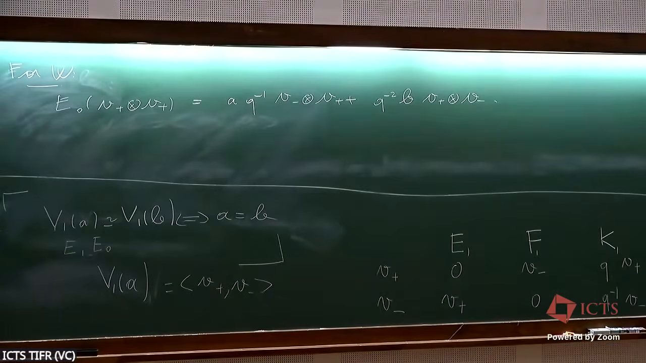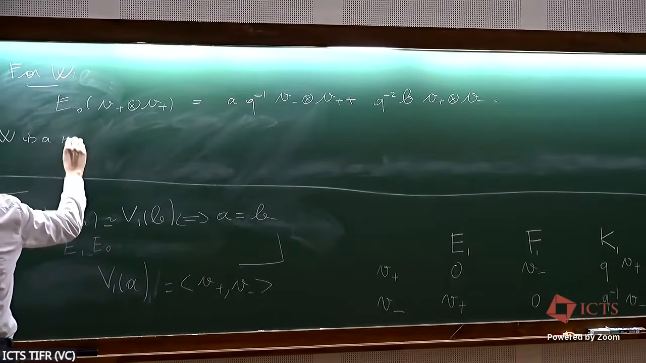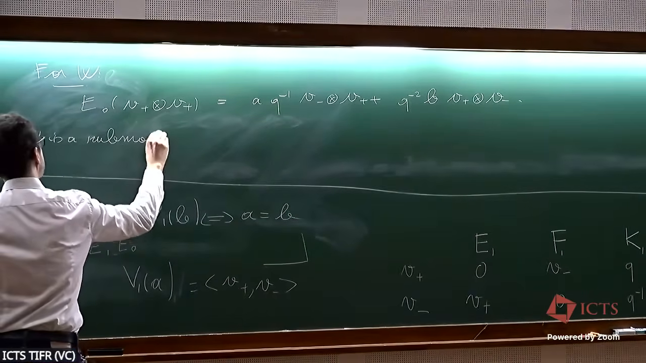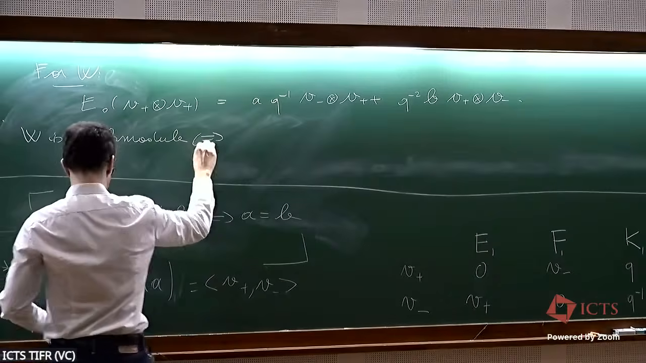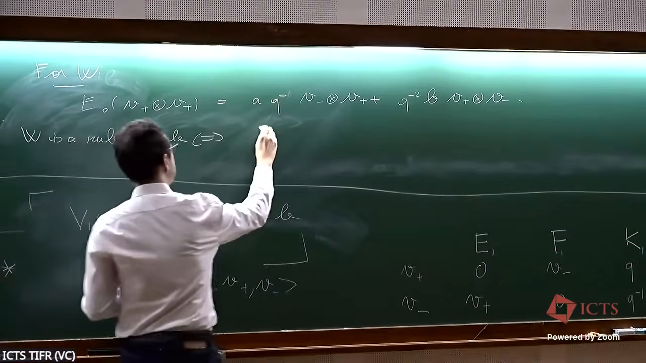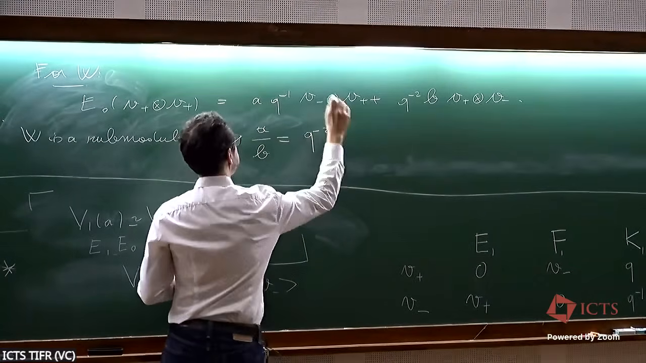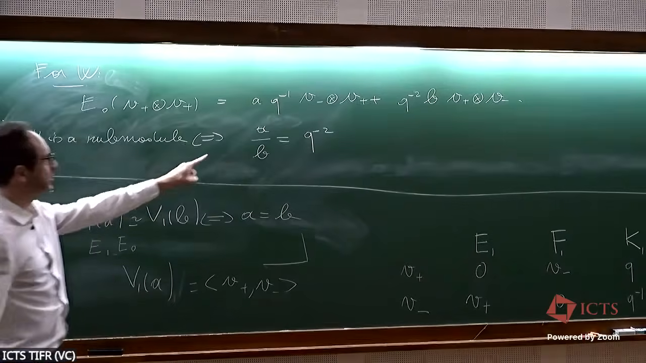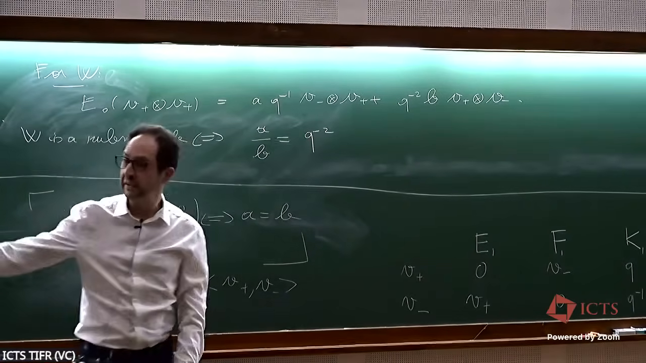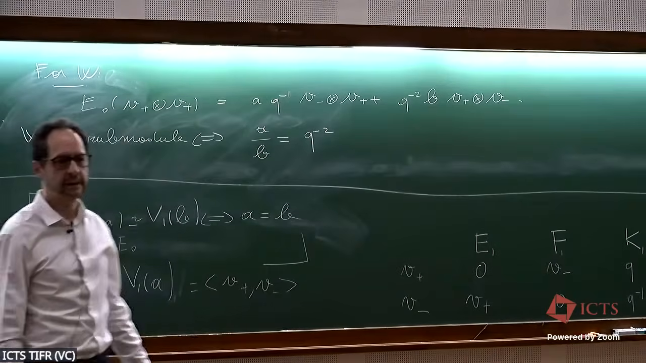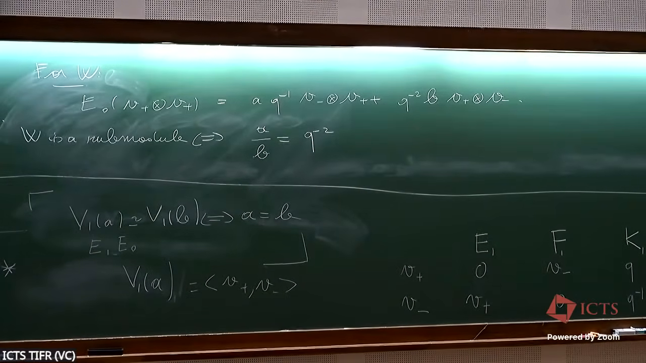And in fact, we obtain that W is a submodule if and only if A divided by B is equal to Q minus 2. So that's the condition so that this vector is in W. If this condition is satisfied, it's a submodule. Otherwise, it's not. And so we have just one other possible submodule.